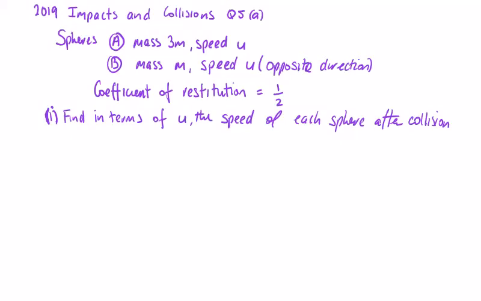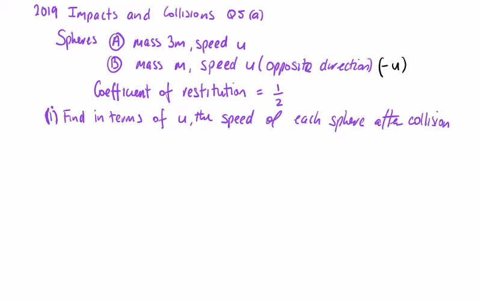2019 Impacts and Collisions, question 5a. A small smooth sphere, A, of mass 3m, moving with speed u, collides directly with a small smooth sphere, B, of mass m, with speed u in the opposite direction. So be careful with this speed here, it's the opposite direction, minus u. The coefficient of restitution between the spheres is a half.